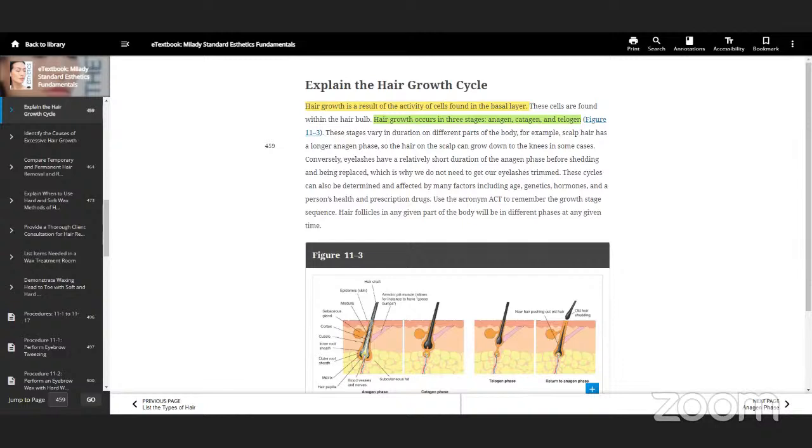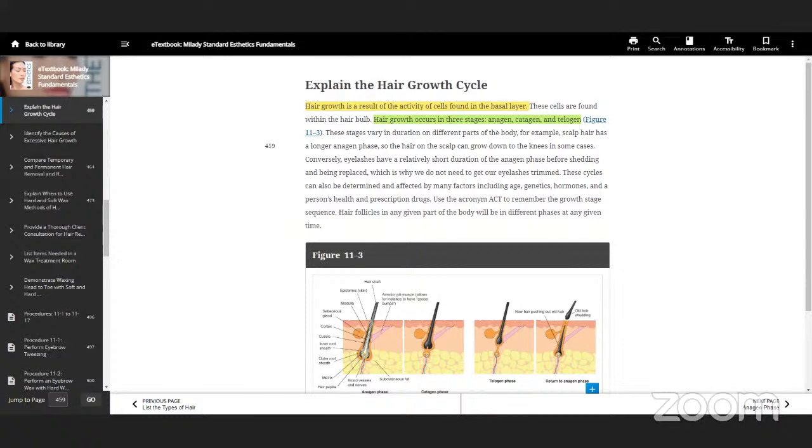This is what I want you to remember. Anagen is growing. Catagen is pausing. Telogen is falling out. And then it repeats the cycle all over again. Anagen growing, catagen pausing, telogen falling out. Falling out, or words like shedding, is not a bad thing.